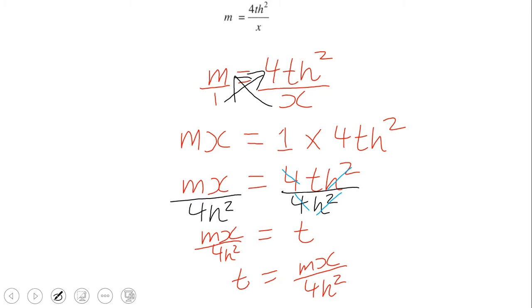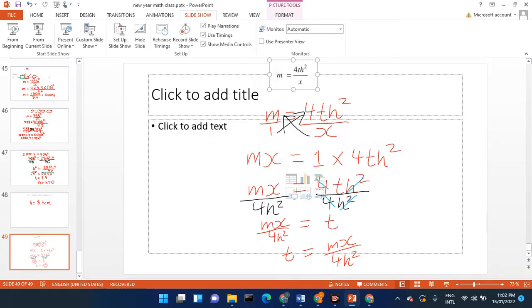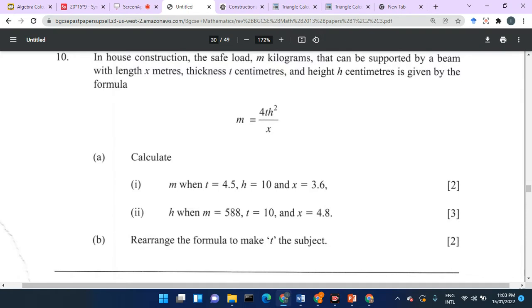And so there you have it. t is the subject of this formula. Again, t is equal to mx divided by 4h squared. And so that is how we rearrange the formula to make t the subject.